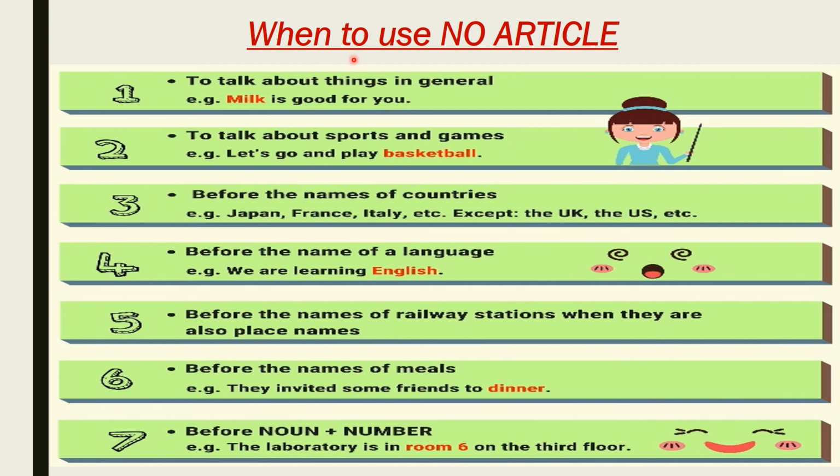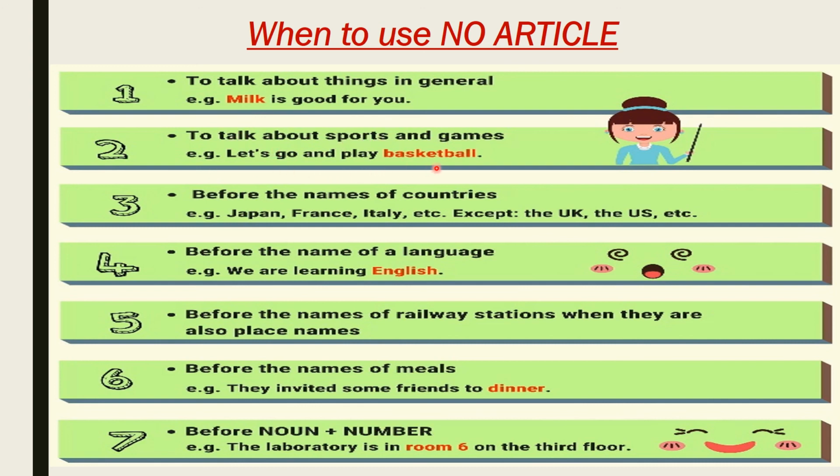Students, at many places you don't have to use any articles. Here I am telling you about only a few rules, although there are so many rules which you have to learn. First, to talk about things in general: milk is good for you. Here it is just a common thing, and although milk is an uncountable noun, we don't use an article with it.